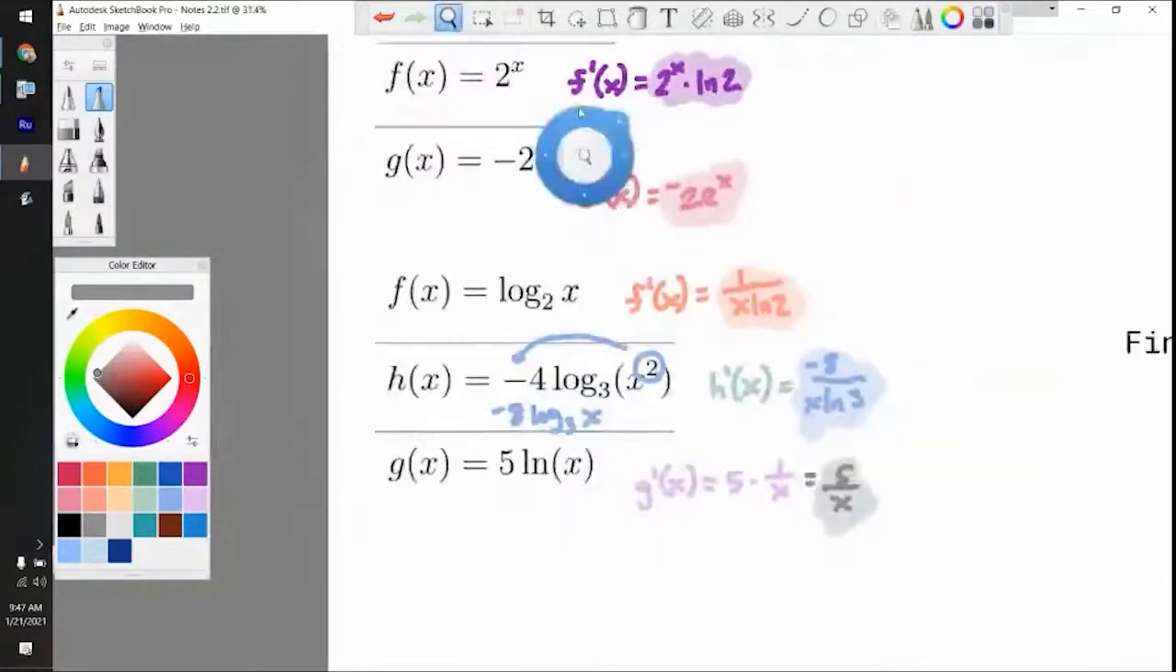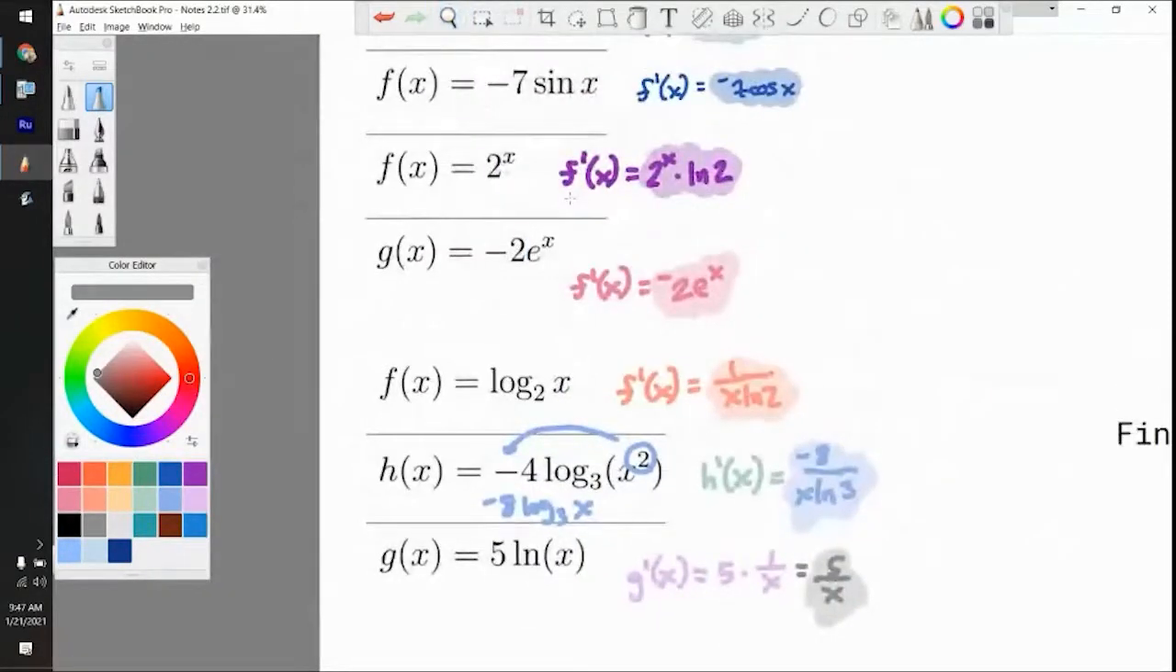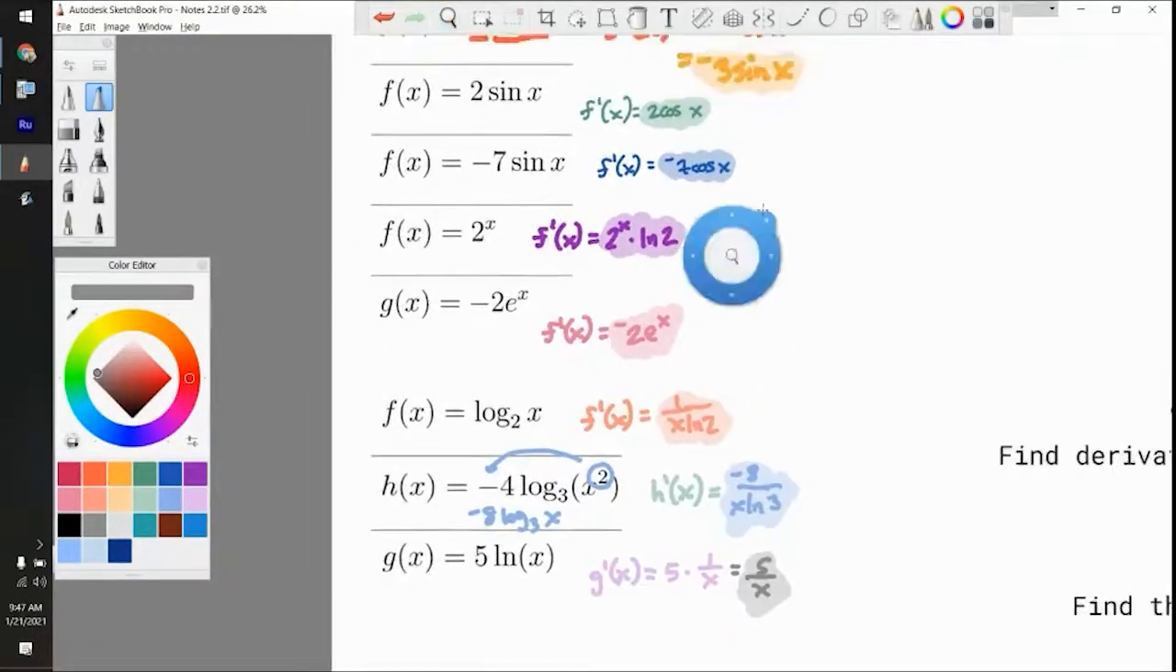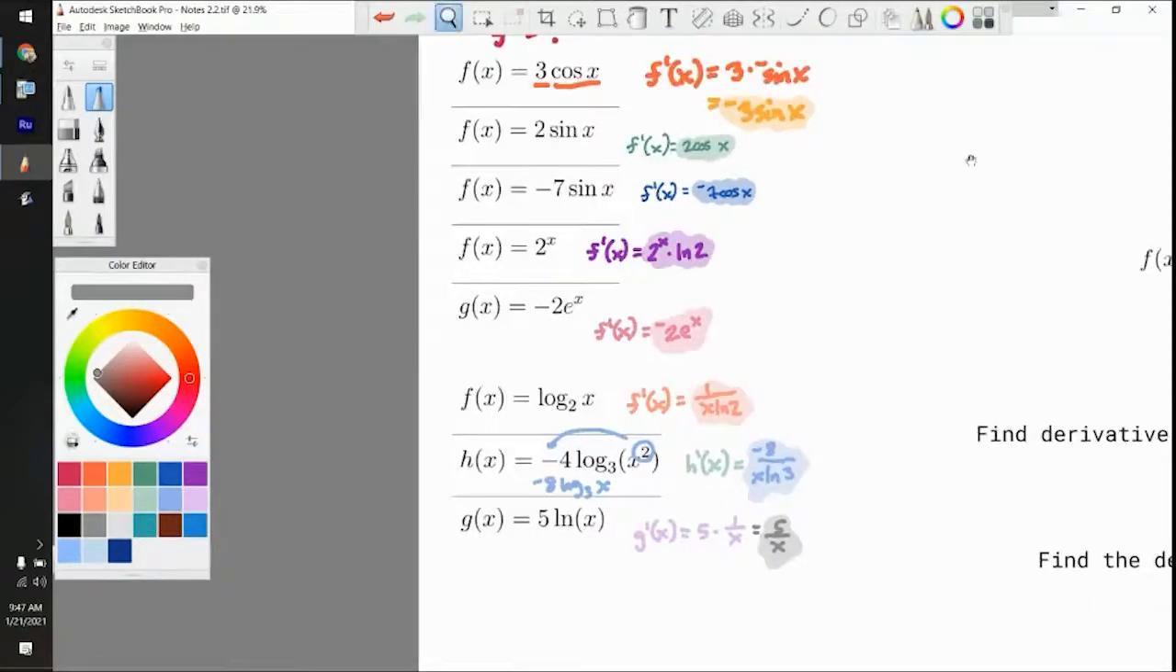Okay. Again, what you just found was an equation. If you plug any x in, it tells you the rate of change at that point. Okay. That's everything we just found. We found equations that, plugging in any x, tell you the derivative at that point.